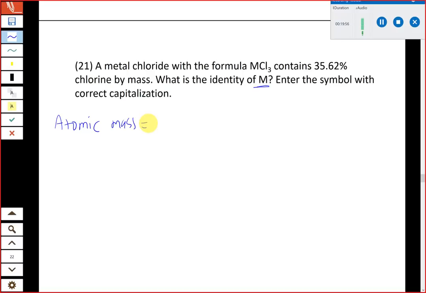So anytime you want to find an atomic mass or a molar mass in more general terms, if you can find the mass of that substance and the moles and then divide the two, that will give you the molar mass. Remember, molar mass is grams per mole. So if you have both quantities, grams and moles, dividing the two will give you what that molar mass is. So we need to find this for M. We need to find both of them.